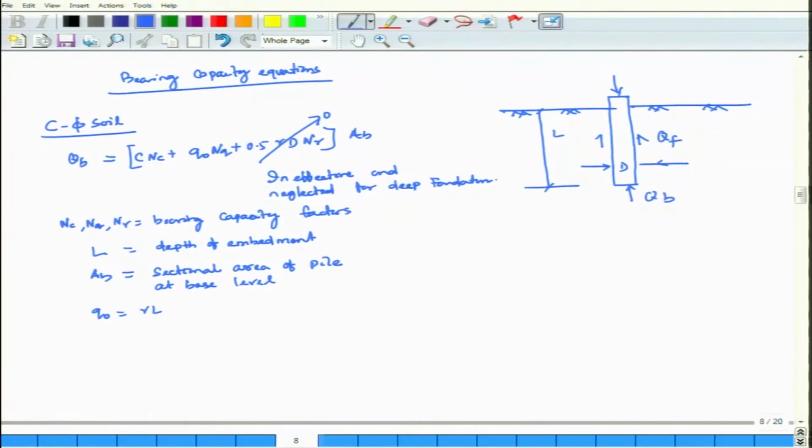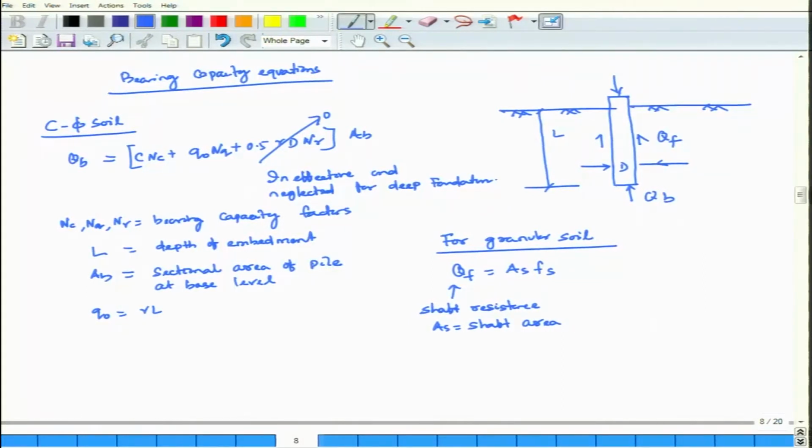So, let me start with this. For this QF for granular soil, QF is equal to AS into Fs. So, QF is your shaft resistance, AS is your shaft area, Fs is your unit shaft resistance, so for cohesion-less soil, I am going to next page.